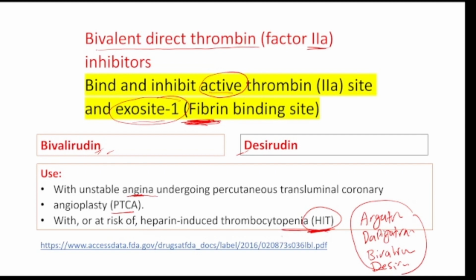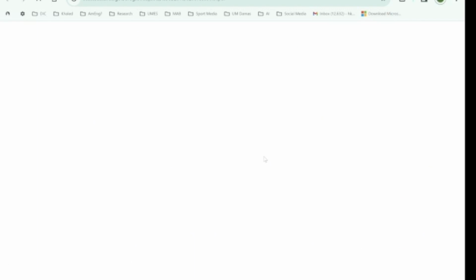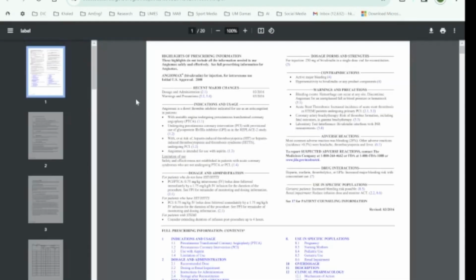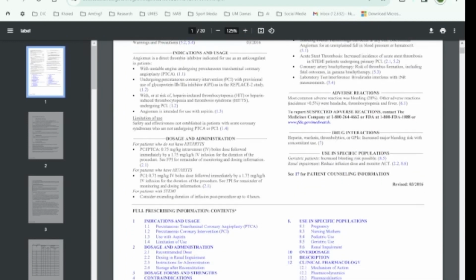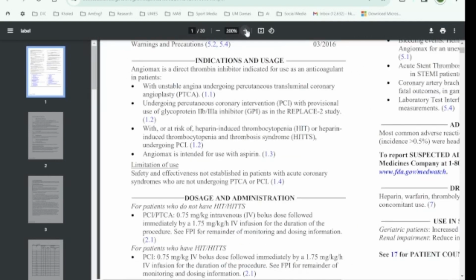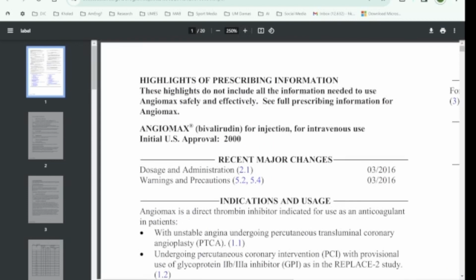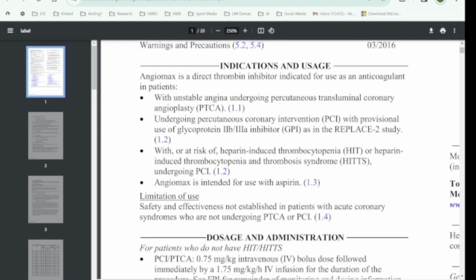heparin-induced thrombocytopenia. If you click on this link here you can read some information about the medication. Here, bivalirudin, we can read it together. Bivalirudin for injection, intravenous use, bivalirudin IV. You can read the information here. I'll make it bigger for bivalirudin in order to make everyone able to read the information about bivalirudin for injection.